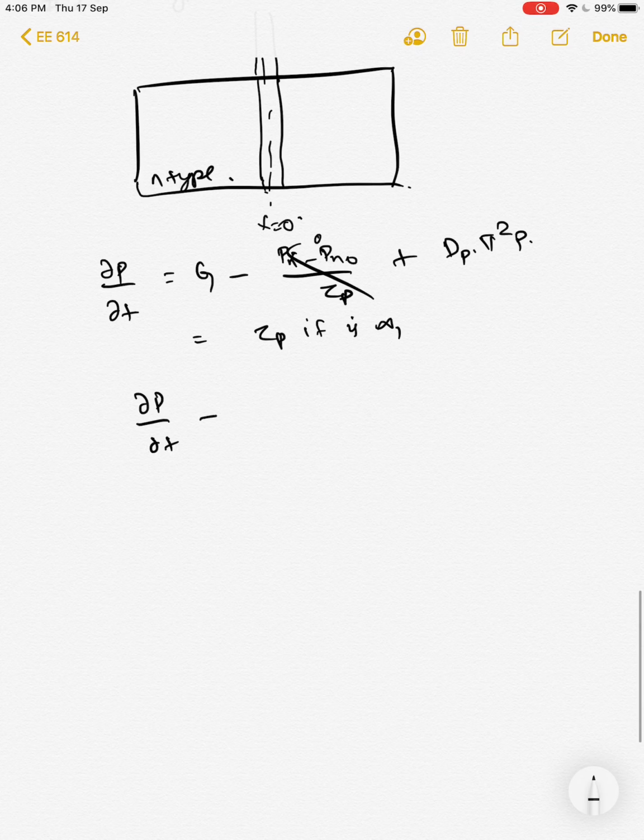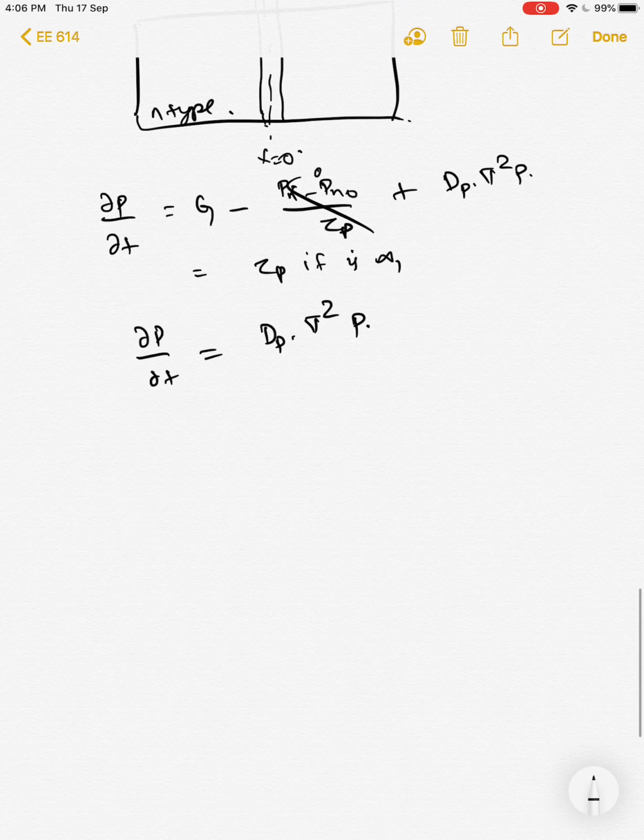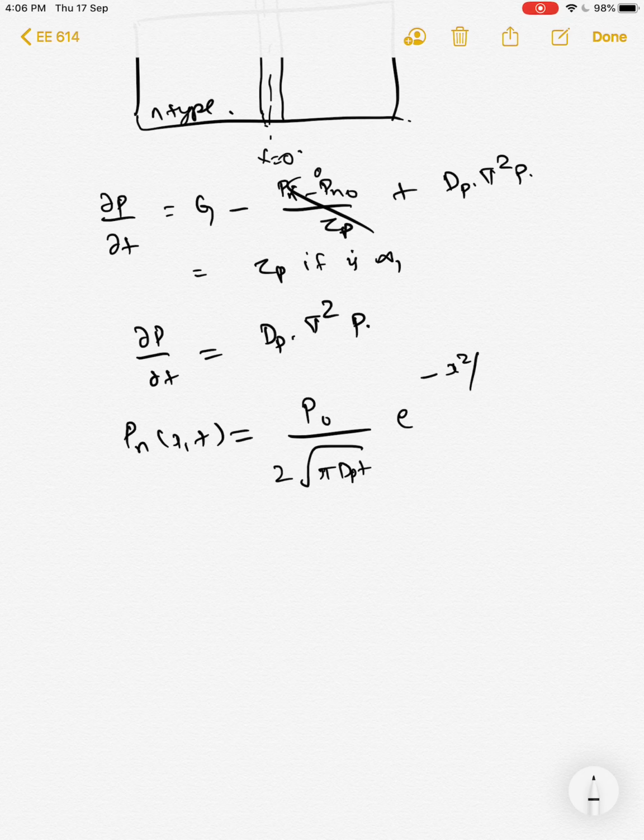∂p/∂t = Dp ∂²p/∂x², and the solution for this is a pretty straightforward Gaussian, right? So the solution is p(x,t) = some constant, which was determined, 1/(2√(π Dp t)) e^(−x²/4Dp t). So this was a kind of Gaussian solution which was assumed by Shockley.